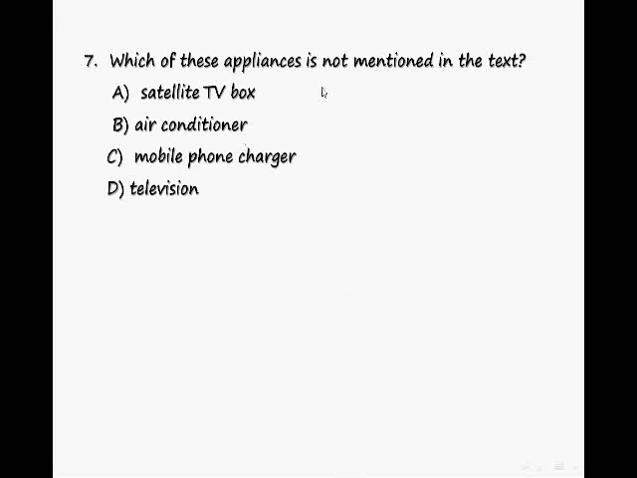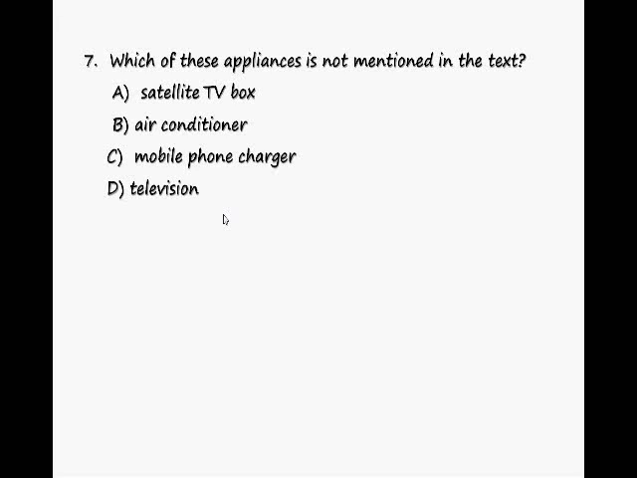Number 7. Which of these appliances is not mentioned in the text? A, satellite TV box, B, air conditioner, C, mobile phone charger, and D, television. Again, this type of question is very easy. You just go quickly, scan the passage, and see the appliances which are mentioned. And the one which is not mentioned will be my correct answer.